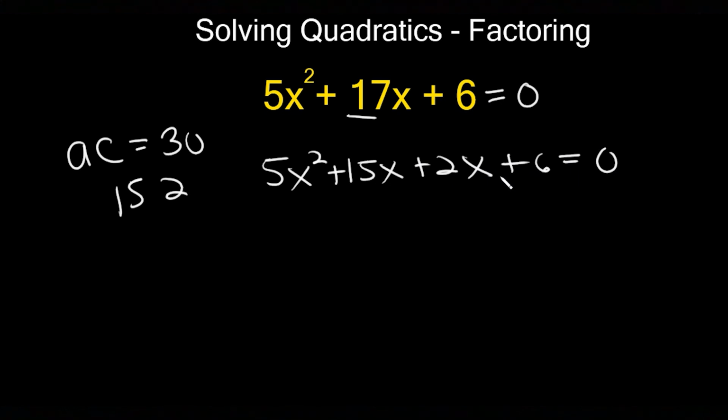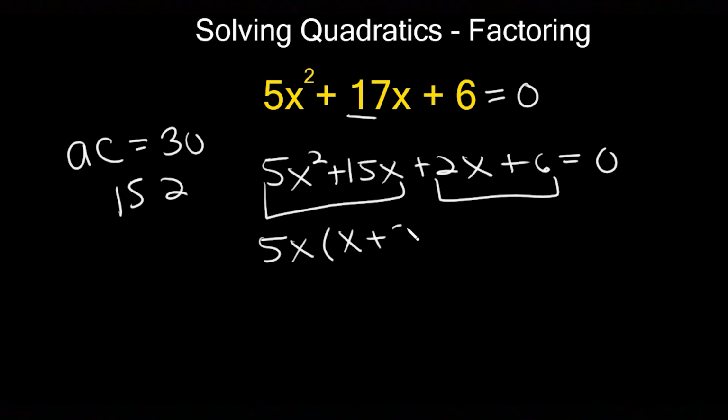From here, I want to go ahead and factor by grouping. So I group together my first two terms, and then I group together my last two terms. And so what can I pull out between that first set? I can pull out a 5. I can also pull out an x. That will leave me with x plus 3. Looking at my second set, I can pull out a positive 2. So plus 2, and that will leave me with x plus 3, and then all equal to 0.